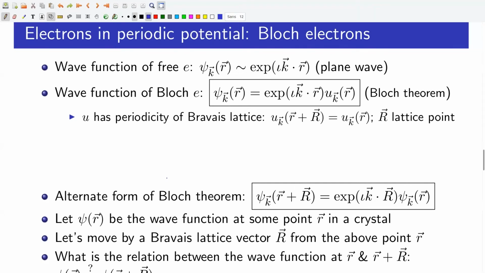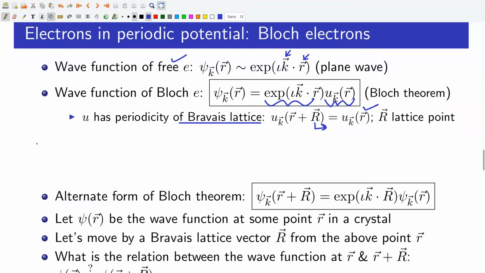Let us try to memorize Bloch theorem by starting from something we already know, that is the wave function for free electrons given by e power i k dot r, where k is some wave vector and r is some general point in space. The wave function for Bloch electrons is given by the wave function for free electrons multiplied by u of r, where u has the periodicity of the Bravais lattice. That is, u of small r plus capital R is equal to u of r, where capital R is some point in the Bravais lattice.